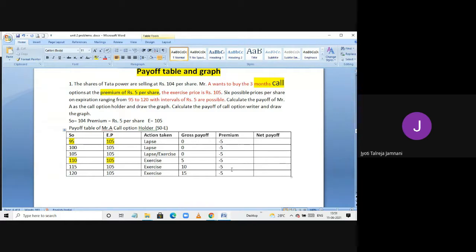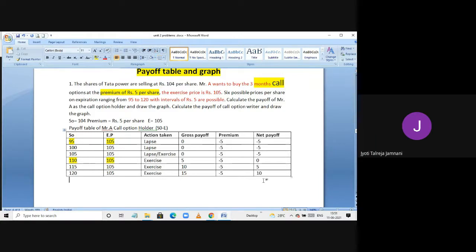Okay, let's start then. 0 minus 5. What is the net payoff? Minus 5. Again, 0 minus 5 is minus 5. The third case also, 0 minus 5 is minus 5. Now, 5 minus 5. How much? Plus 5 minus 5? 0. Okay. 10 minus 5 is 5. And 15 minus 5 is 10.